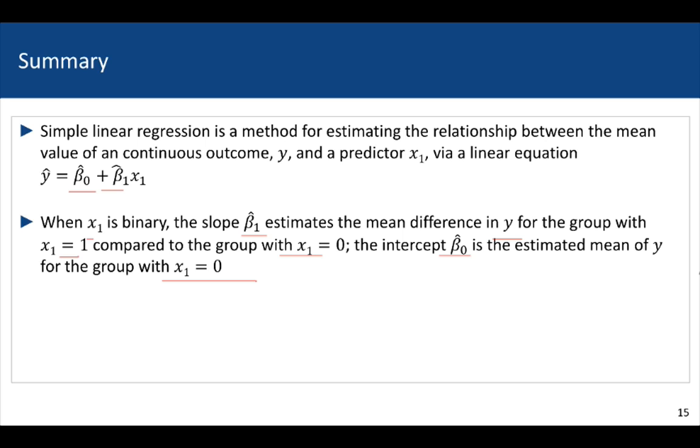In the next two sets, we'll revisit this equation, but when our predictor is multi-categorical and when our predictor is continuous, and the same themes will emerge in those sections as well.